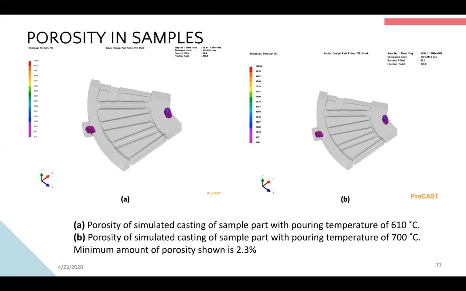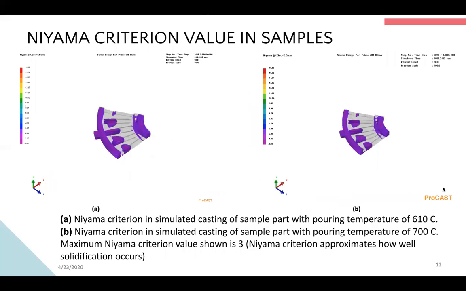Those are prime spots to place something like a chill, a riser, or a sprue to lessen the porosity in those areas. We also use what's known as the Niyama criterion, and that essentially measures how good the alloy is at a certain point in freezing in one direction. Again, 610 on the left, 700 on the right, and the maximum Niyama criterion shown is 3. Anything in purple is a prime spot for a chill, a riser, or a sprue to help reduce porosity.